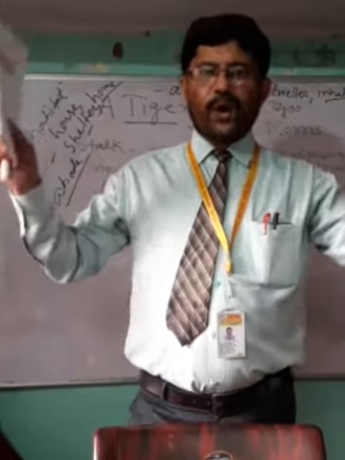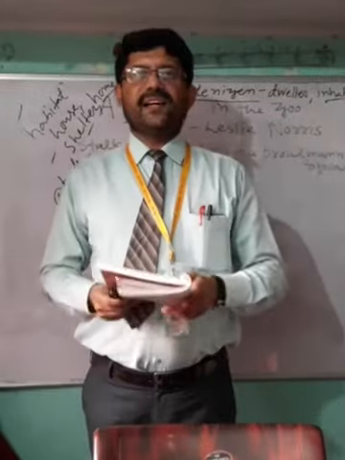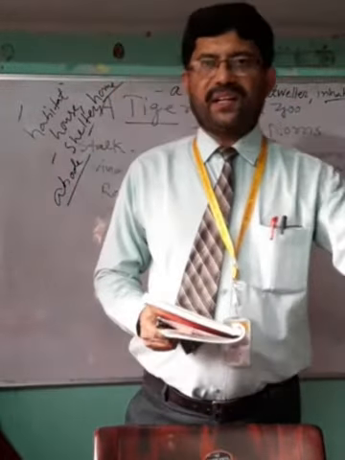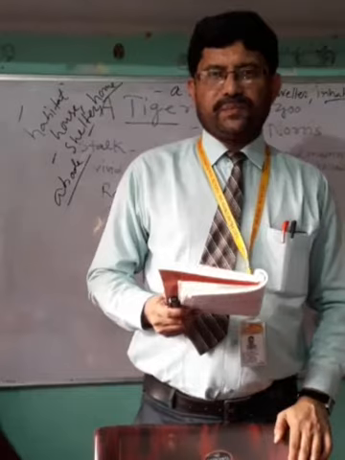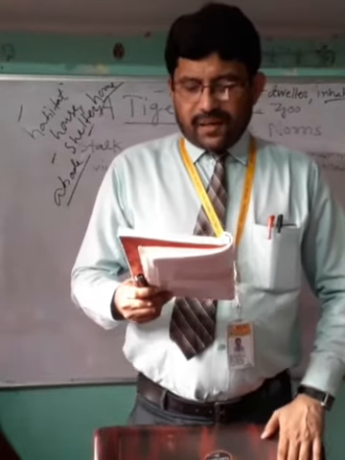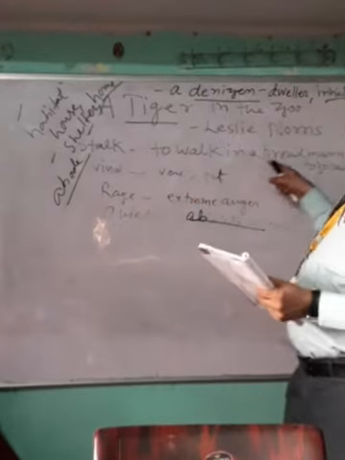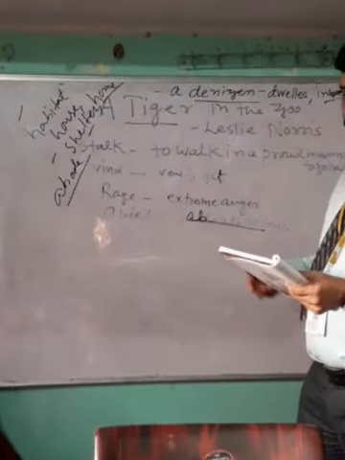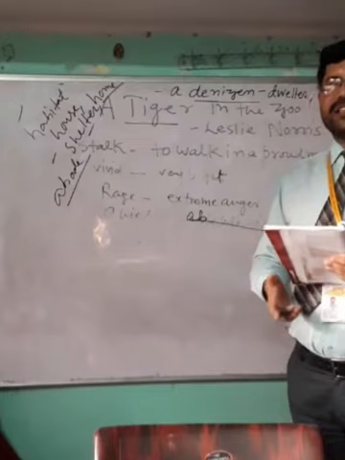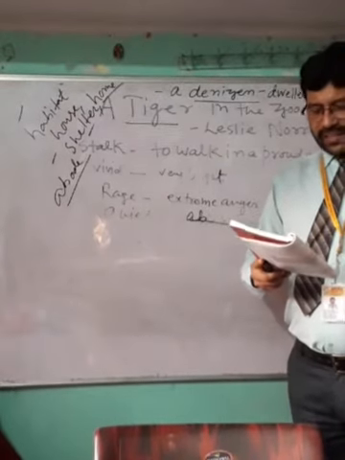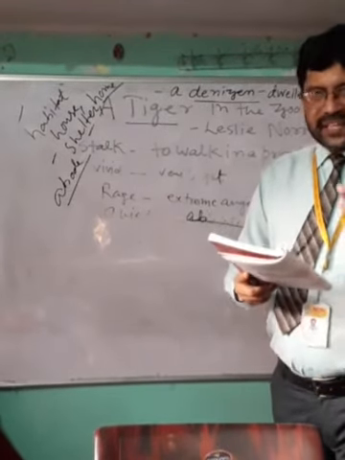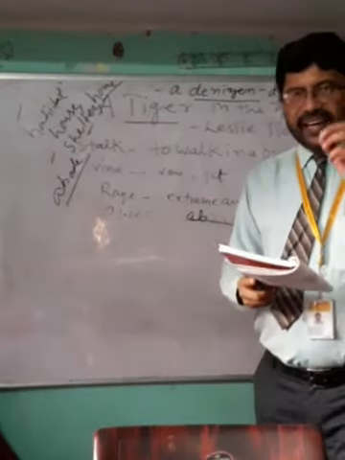So there is a small cell, there is a small cage in the zoo, and the tiger is kept in the cage in the zoo. So the tiger stalks. Stalks means walks, to walk in a proud manner. In his vivid stripes. So the tiger walks in the limited space in the cage.